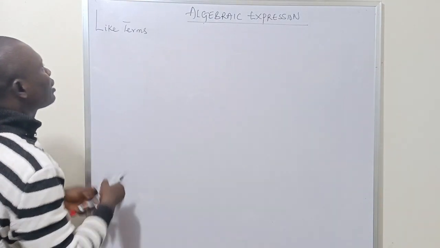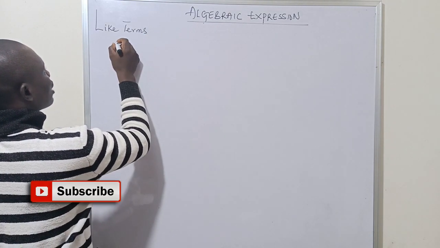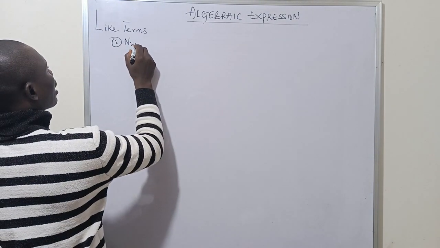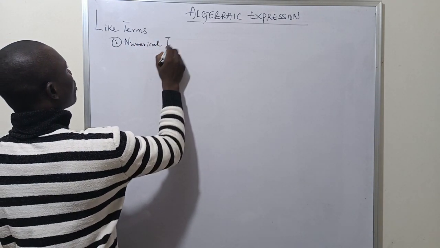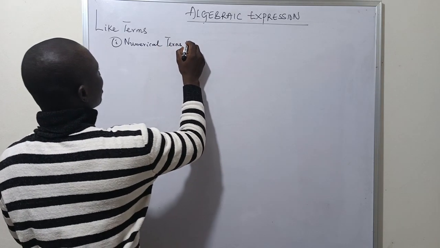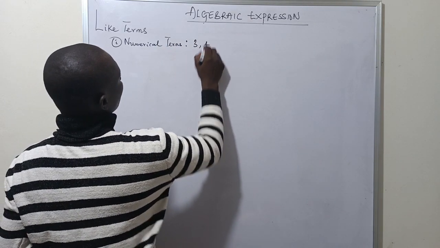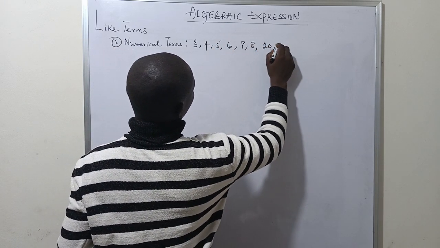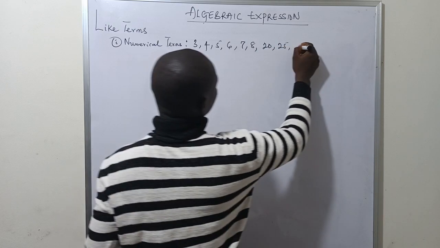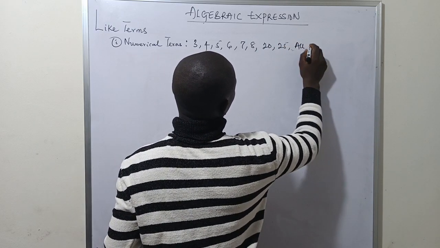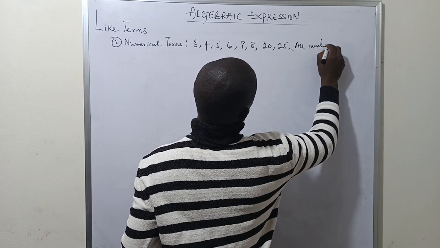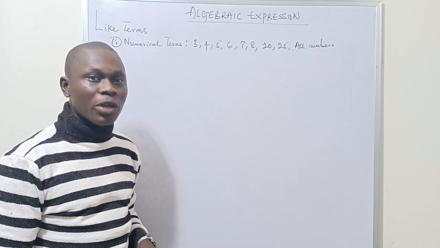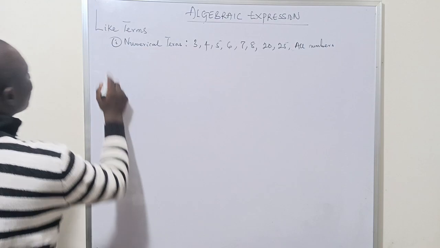It simply means if I have different terms like, let me give this example. An example of like terms, we have numerical terms. For the numerical terms, we could have our 3, 4, 5, 6, 7, 8, 20, 25. It keeps on. That is all numbers, without any attachment of variable. That is like terms.